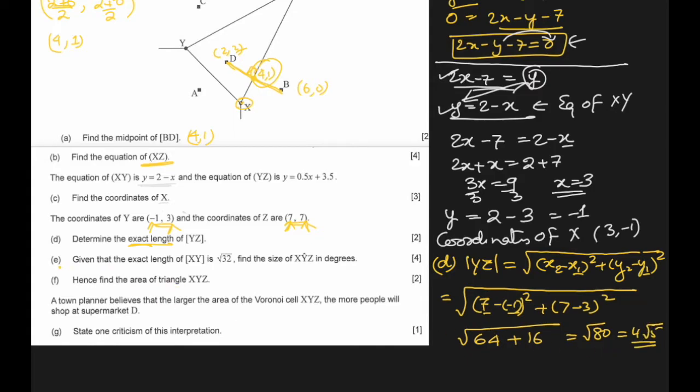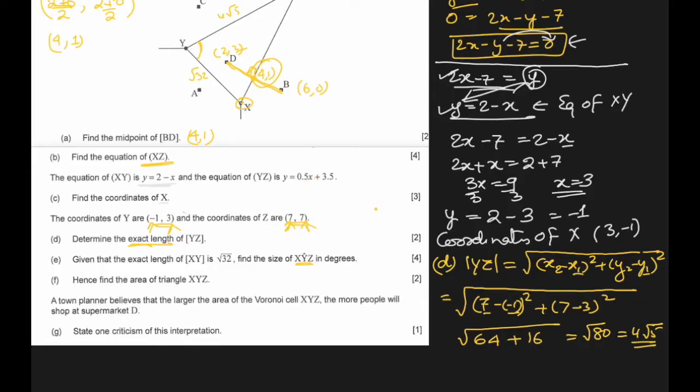Alright. E. Given that the exact length of xy is square root 32. yz, we just found yz is how much? 4 square root 5. Okay. Find the size of XYZ in degrees. XYZ, this angle in degrees.